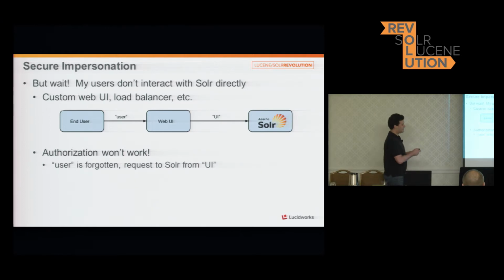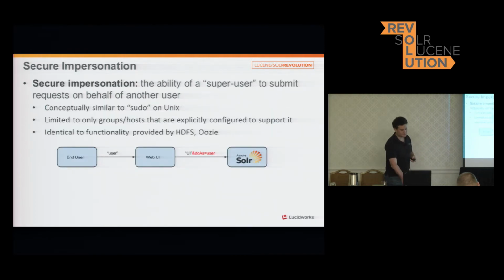and so I'd have a setup like this where my end user is authenticated to the web UI as user, but then my web UI is authenticated to Solr as UI. So then it looks like all my requests are coming from UI and it can't actually do authorization. So secure impersonation is a feature designed to address this. At a high level, it's the ability of a super user to submit requests on behalf of another user.